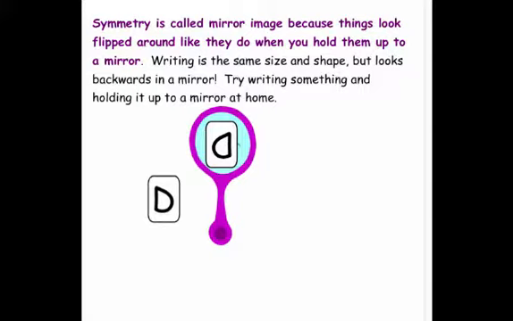Symmetry is called mirror image because things look flipped around like they do when you hold them up to a mirror. Writing is the same size and shape, but looks backwards in a mirror. Try writing something and holding it up to a mirror at home.